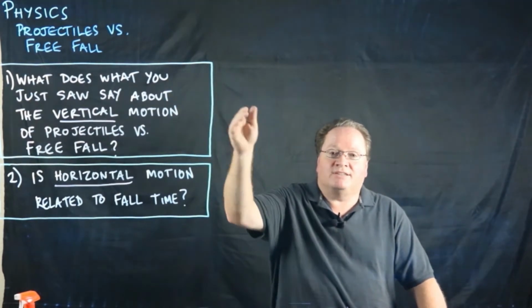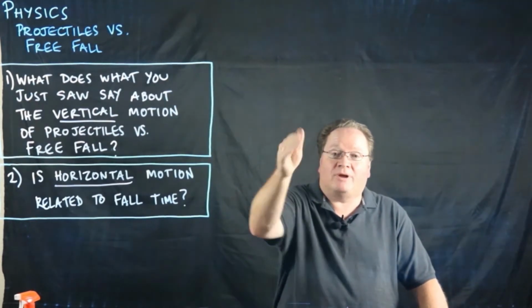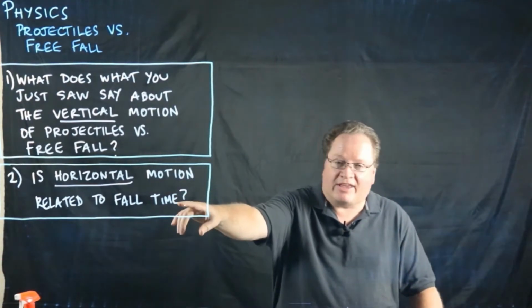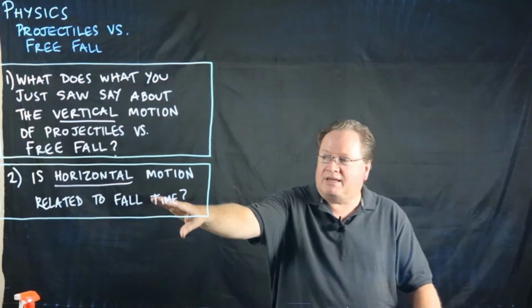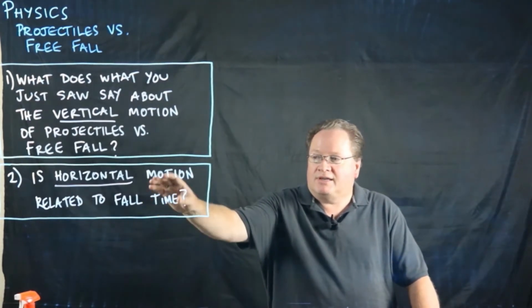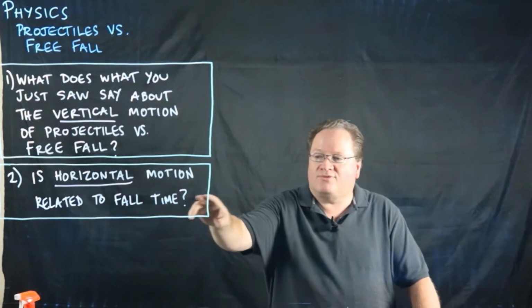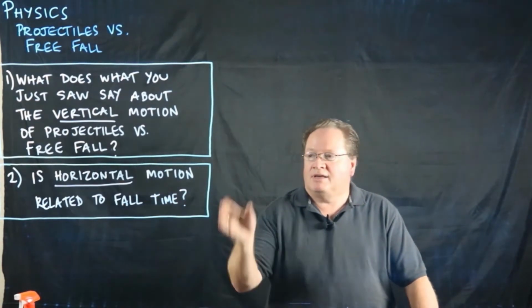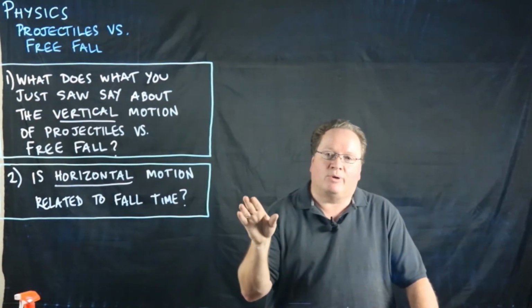I think it does this. Here's why. Here's what I saw that proves that. That's what I'm talking about. Same thing on the second question. It shouldn't just be a yes or no answer. Is horizontal motion related to fall time, the time it took to go from the top of the bleachers to the ground? Is horizontal motion dependent upon that?